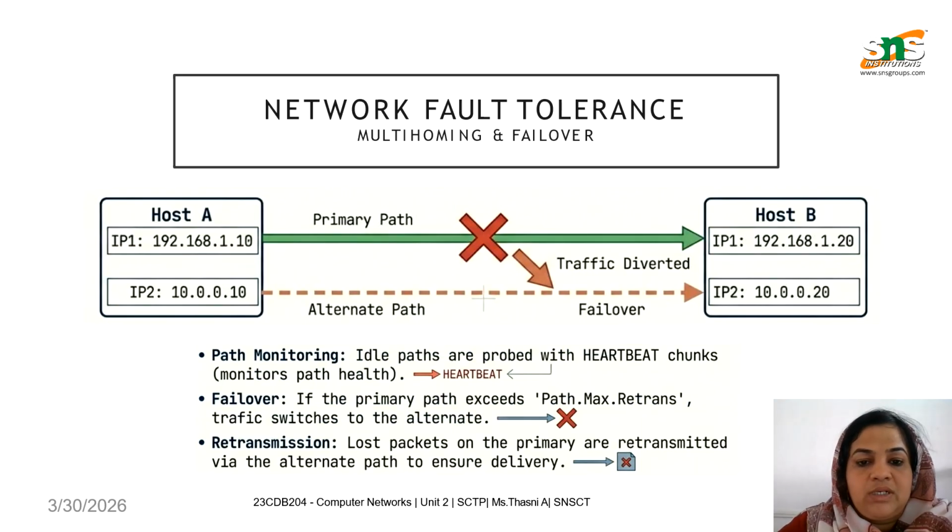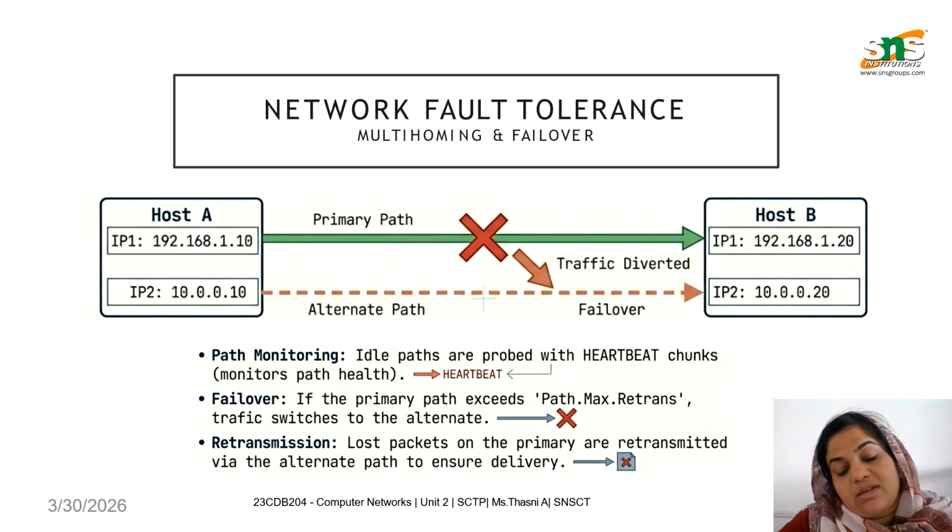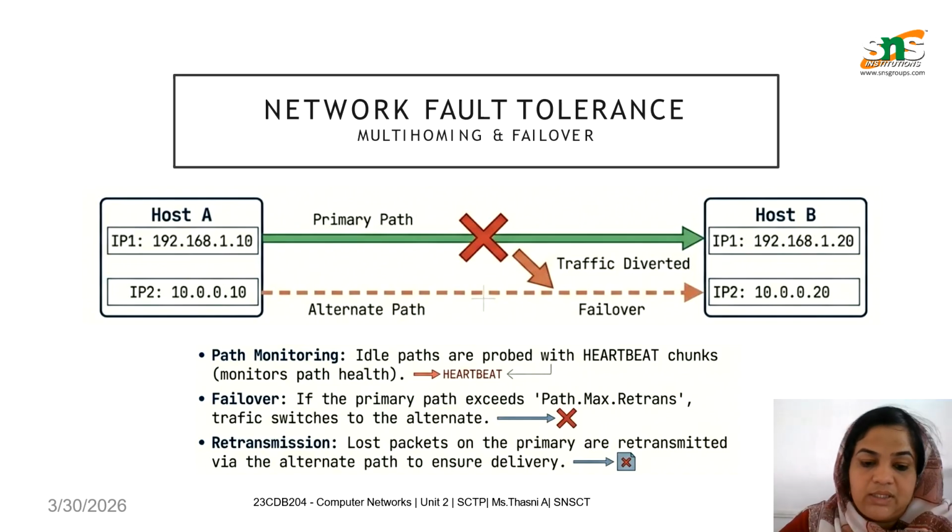Next is network fault tolerance, which comes under path monitoring, failover, and retransmission. In path monitoring, idle paths are probed with heartbeat chunks. Failover is if the path exceeds Path.Max.Retrans, traffic switches to the alternate. And retransmission is where lost packets on the primary are retransmitted via the alternate path to ensure delivery.